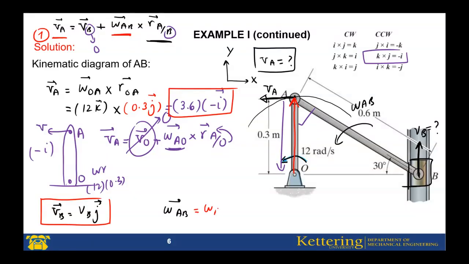Omega AB, we do not have the magnitude. What's the direction of the omega AB? Tell me quickly. Yes, K. Correct. This is the easiest.